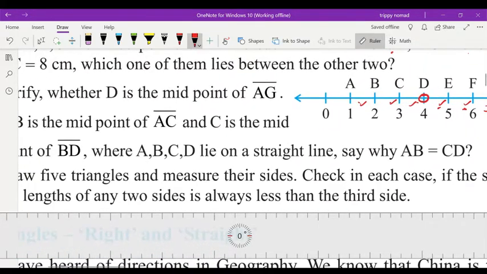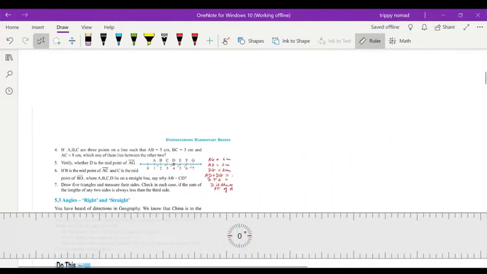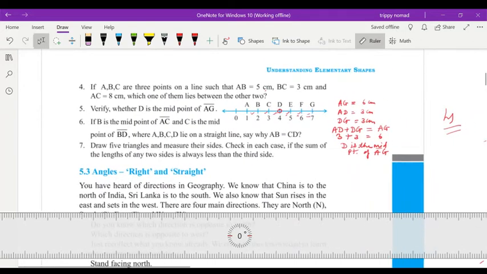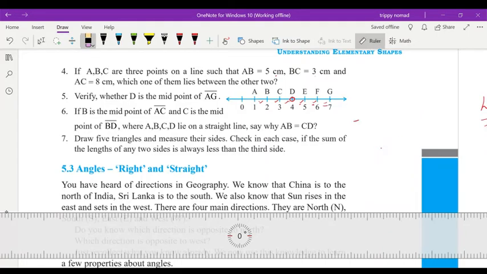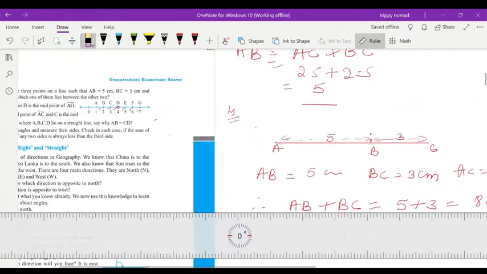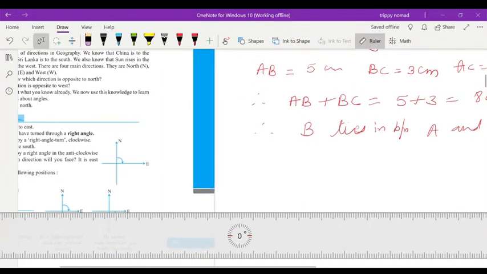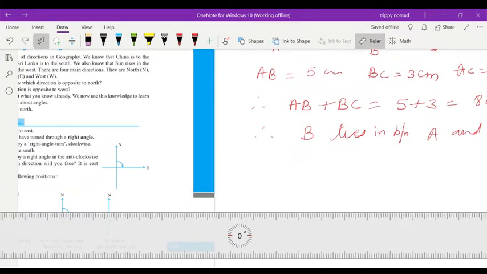Understood all of you? Now we are going to start. You just wait. Question number 6. If B is the midpoint of AC and C is the midpoint of BD, where A, B, C, D lie on the straight line, show that AB is equal to CD. You just wait, I am going to rub this. Now children, first we have to draw one line for question number 6.